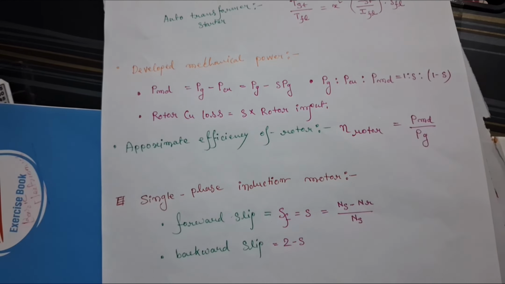Then let's discuss some formulas about single phase induction motor. In single phase induction motor, forward slip SF equal to S equal to (NS minus NR) divided by NS. Here NS is synchronous speed, NR is rotor speed. Backward slip equal to 2 minus S.